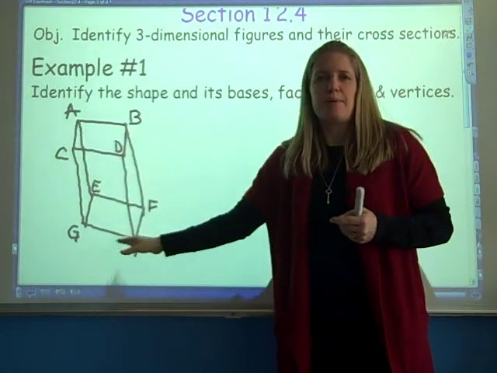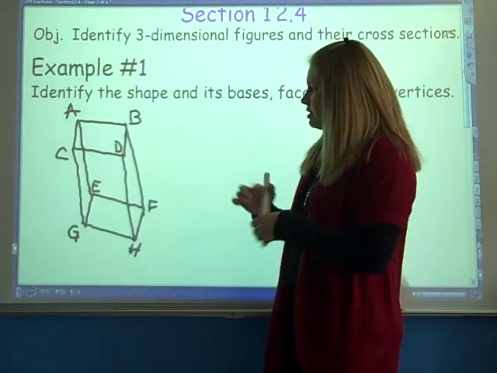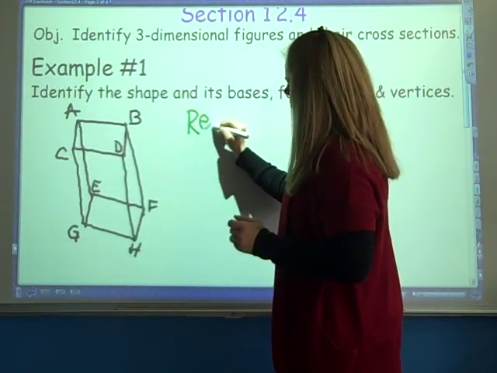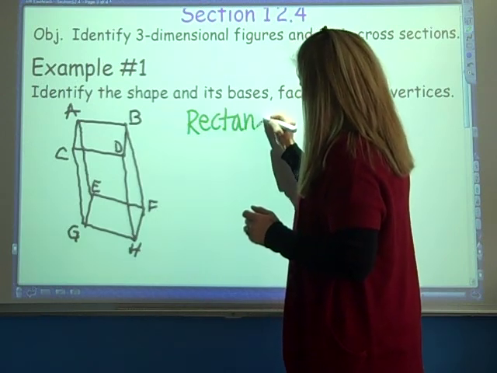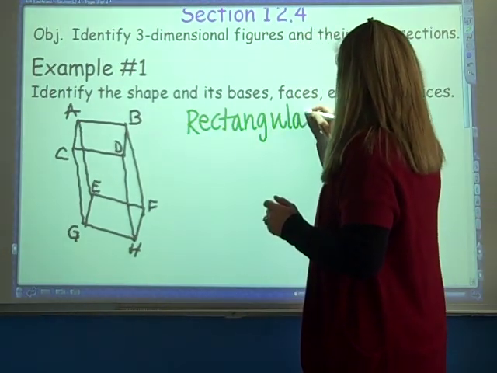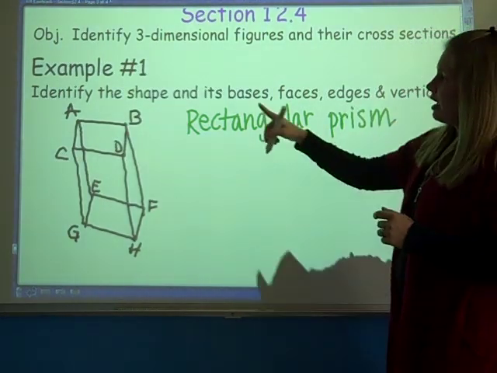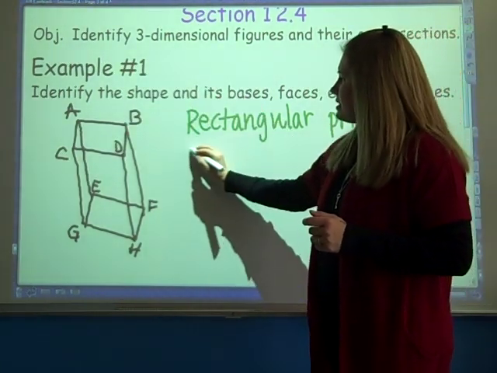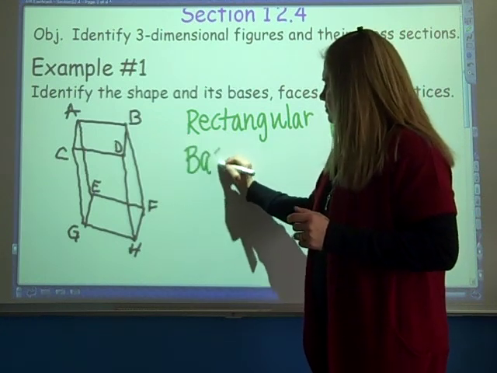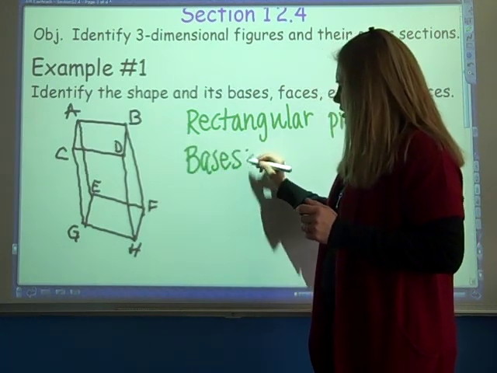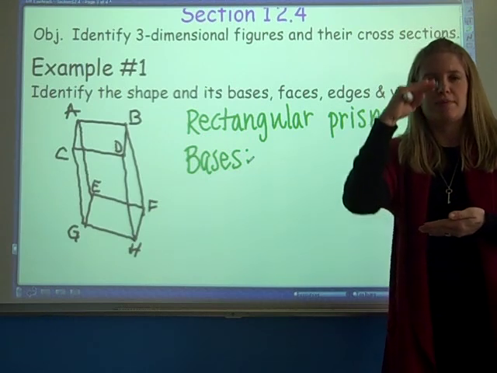Well, this kind of shape has two bases. They're rectangles, so this will be a rectangular prism because it has two bases. And we're going to identify the bases. Bases are just the faces of the shape that are parallel.